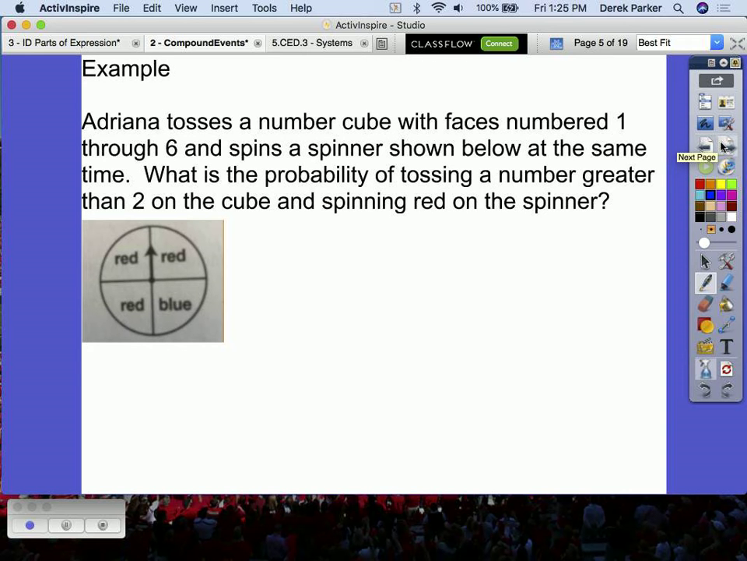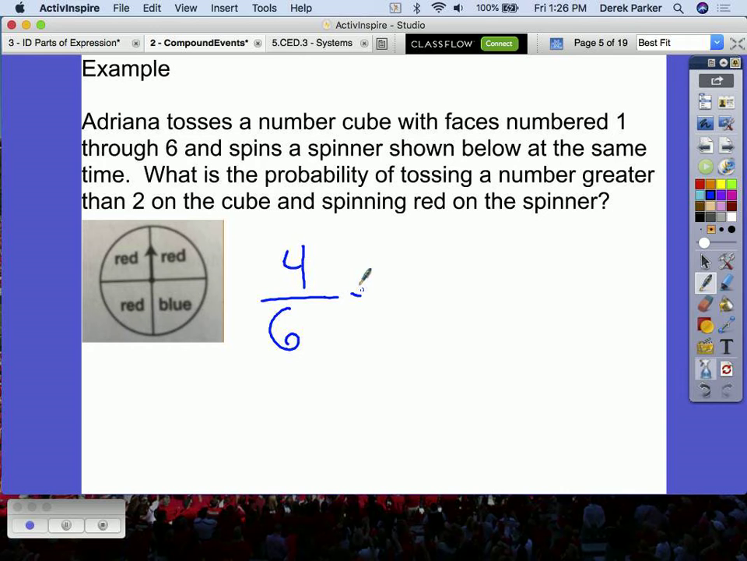Now let's do an example. Adriana tosses a number cube with faces numbered 1 through 6 and spins a spinner shown below at the same time. What is the probability of tossing a number greater than 2 on the cube and spinning red on the spinner? Okay, so let's break this apart. Our first step here is to find the probability of tossing a number greater than 2. The sample space is 6, so the denominator for that is 6. And then we have to think to ourselves, how many numbers are greater than 2 on a number cube? 3, 4, 5, and 6. So the probability is 4/6.